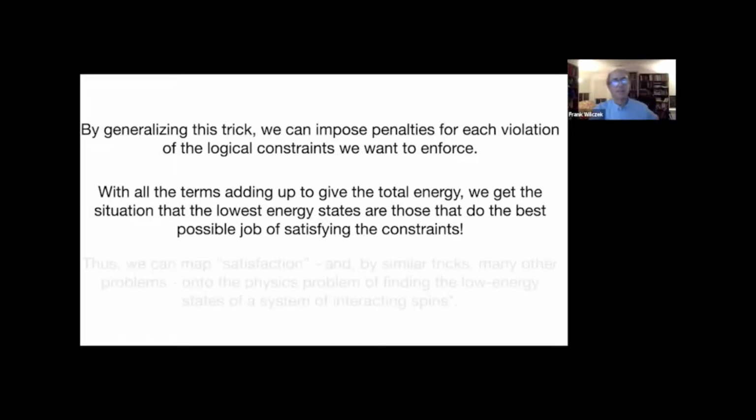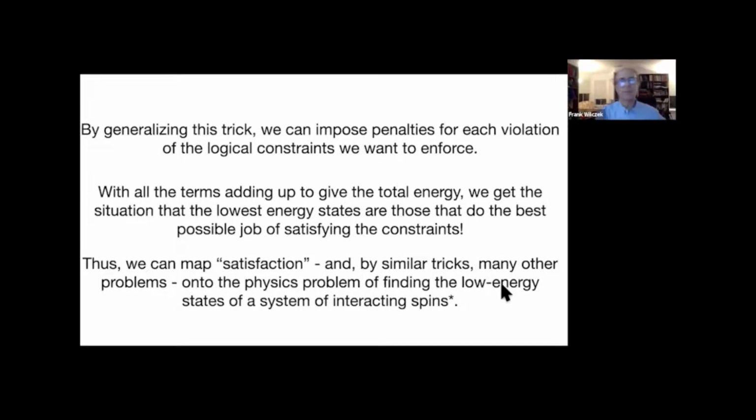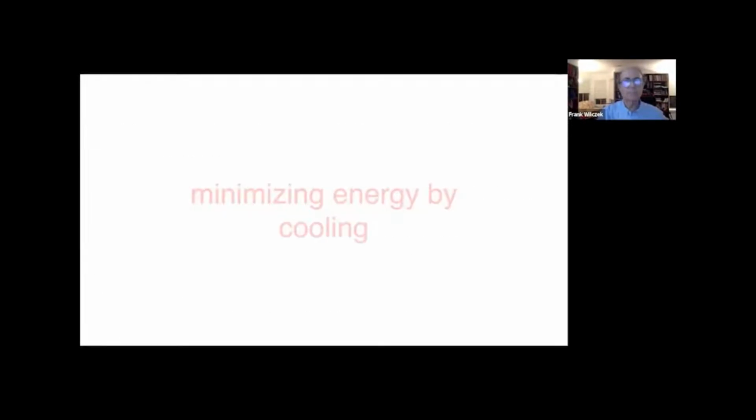So this is a very, very powerful trick, and it allows us to map these logical satisfaction problems, and by similar tricks many, many other problems, onto the physics problem of finding the low energy states of an interacting set of spins or some other thing that represents two values, true and false. How do we minimize? So that's the physics problem. How do we solve it?